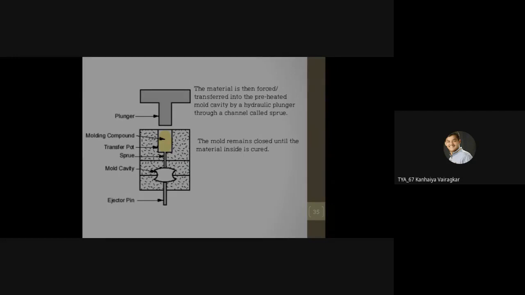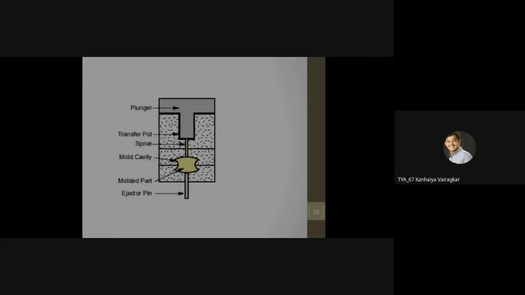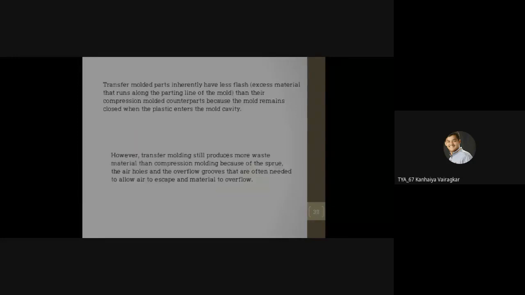Preheated material inside the transfer pot, push it with the plunger, it will pass through the sprue, and then it will go to the mold cavity and be compressed. Finally you will get this kind of component. Right now, there are some advantages and some disadvantages also. I think you got the process now properly.